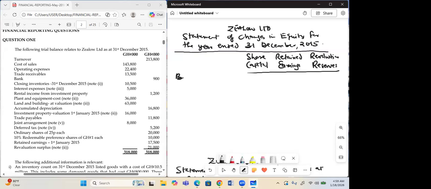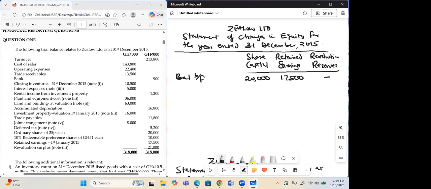All of them will have their opening balances. So you give me their opening balances. Share capital. What is the share capital? 20,000. What is the retained earnings figure? 17,500. What is the revaluation surplus?